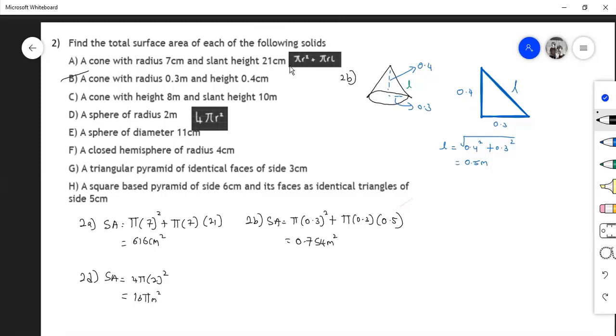Next one, they say a triangular pyramid, identical faces of side 3 cm. Probably I'll do this question now. What is a triangular pyramid? Oh, a triangular pyramid. That means they are trying to tell you that the pyramid has a triangular base. It can't be some other base.